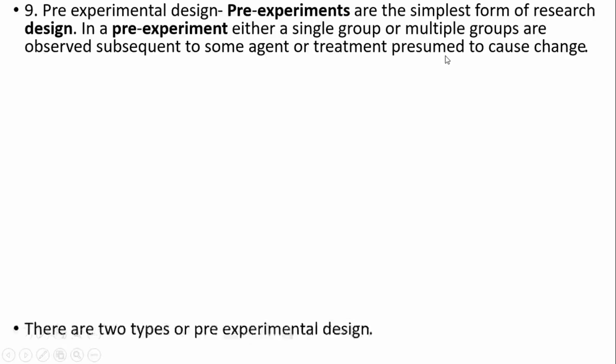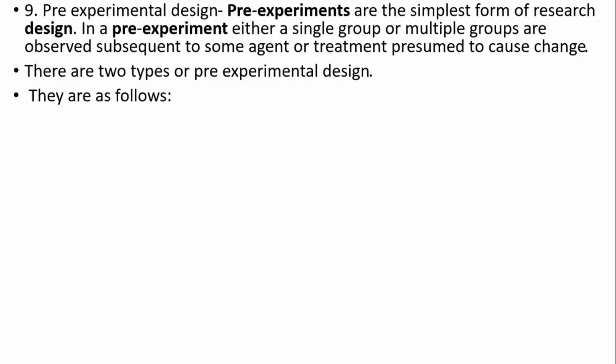Ninth question is pre-experimental design. Pre-experiments are the simplest form of research design. In pre-experimental design, either a single group or multiple groups are observed subsequent to some agent or treatment presumed to cause a change. There are two types of pre-experimental design.